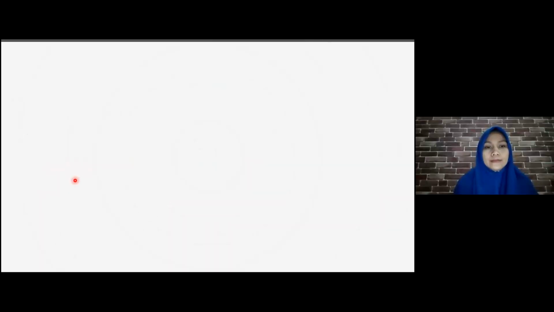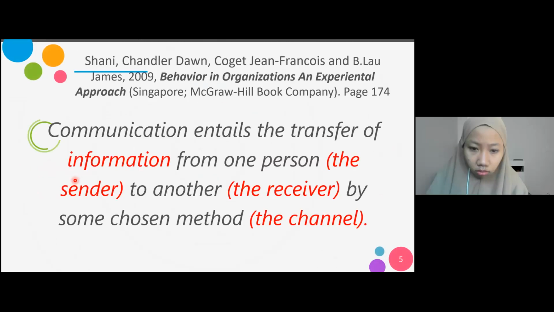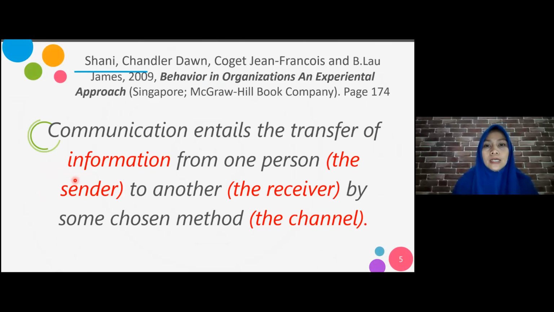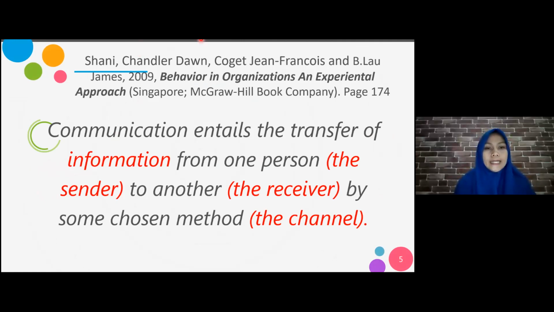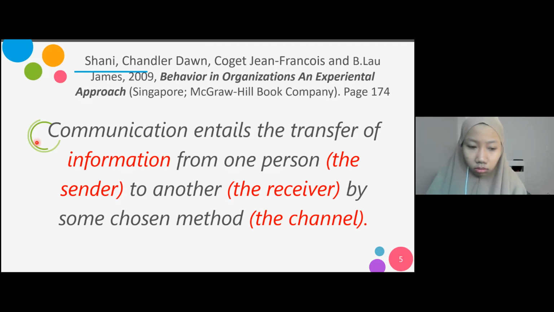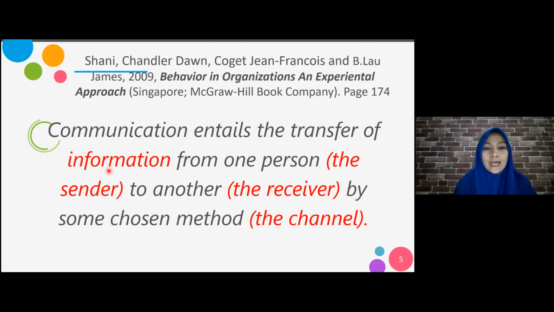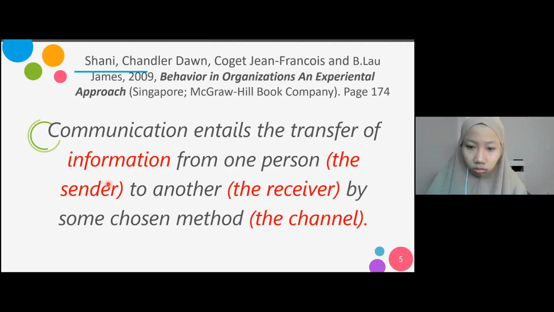Then, okay, what about the next definition? Let's see. Shortell and others stated that communication entails the transfer of information from one person, which is called the sender, to another, which is called the receiver, by some chosen method over a channel. So you can see the red one that I underlined, the definition portion.